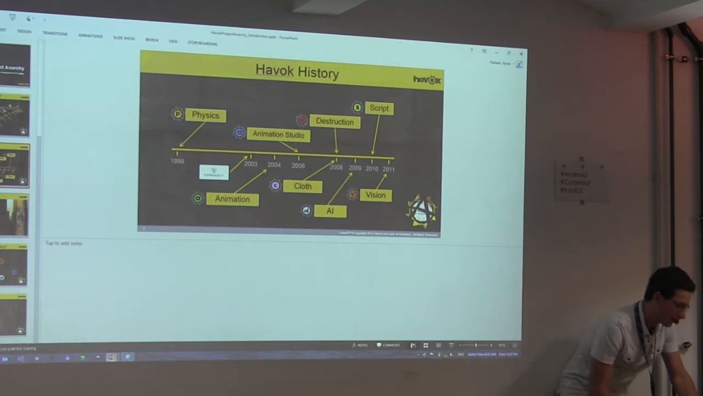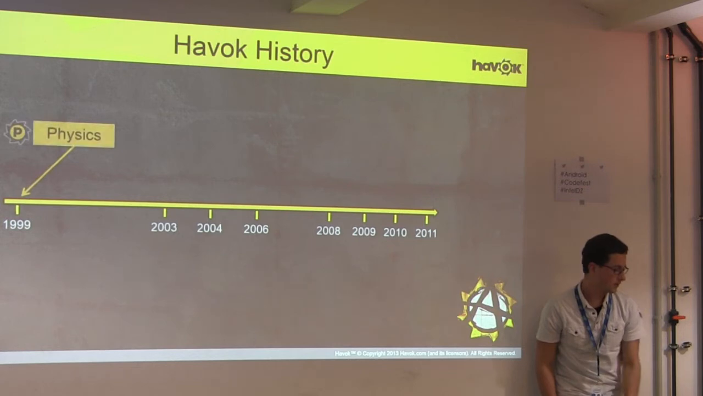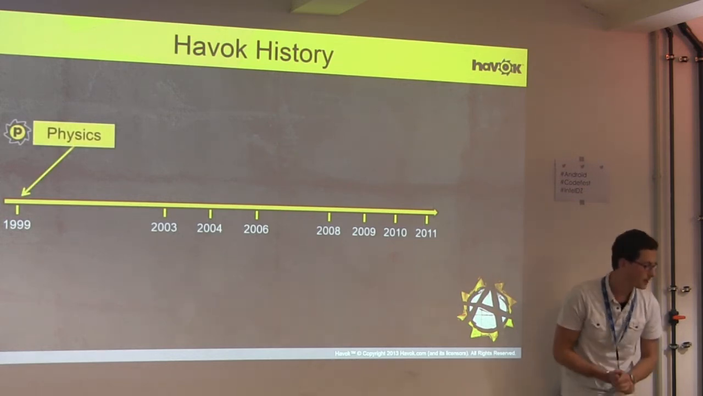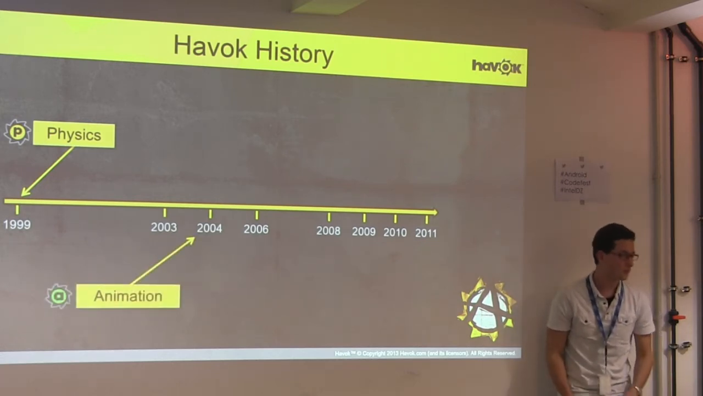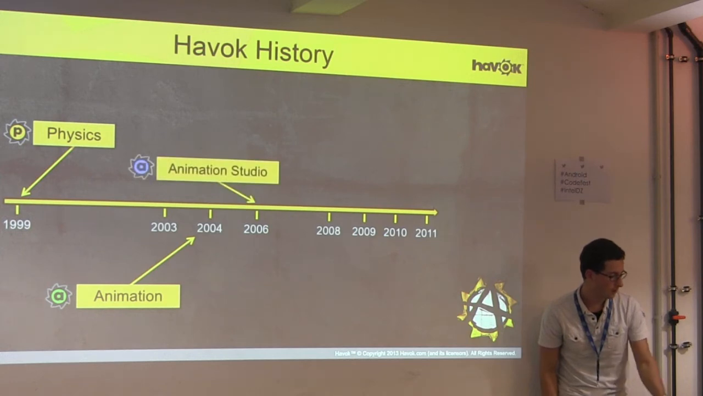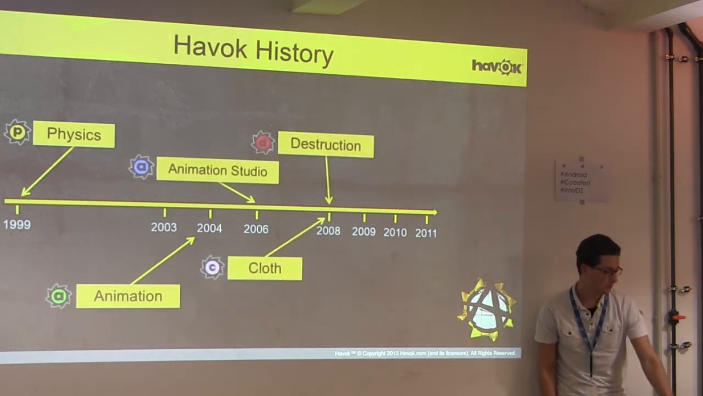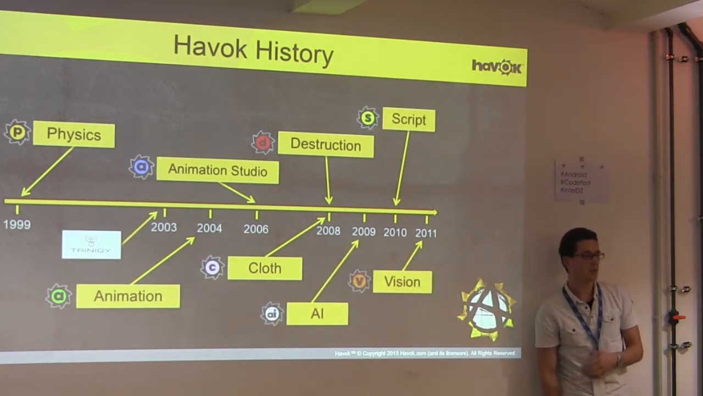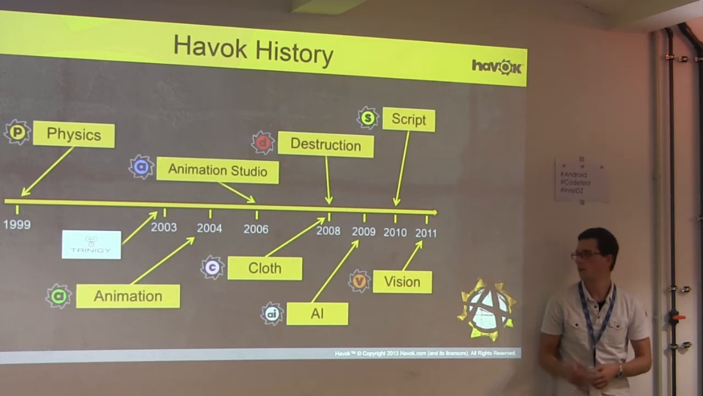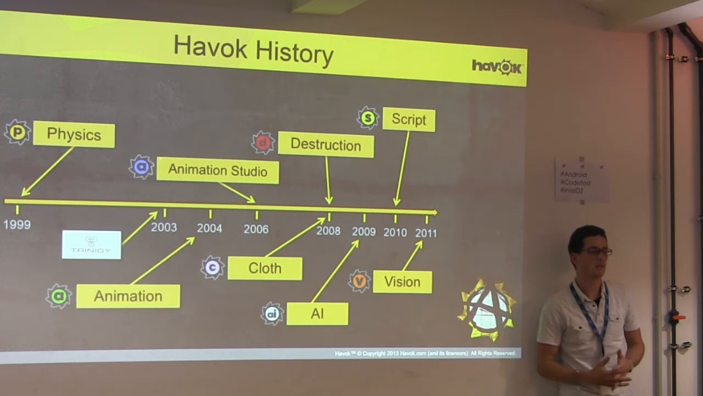So, yeah, Havok, it's not something really new. It's from 1999. This time it was physics and that's a bigger asset. And then they did some other stuff for games: animation, cloud simulation, destruction simulation, artificial intelligence, a script engine based on Lua, and Vision. Vision is the real 3D engine from Havok.